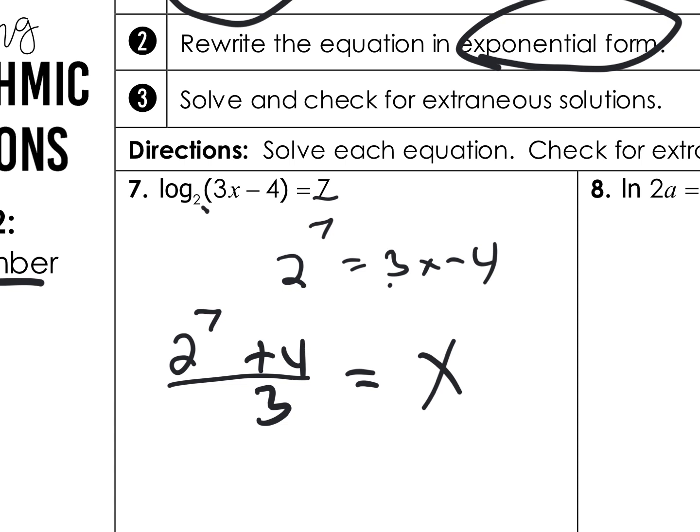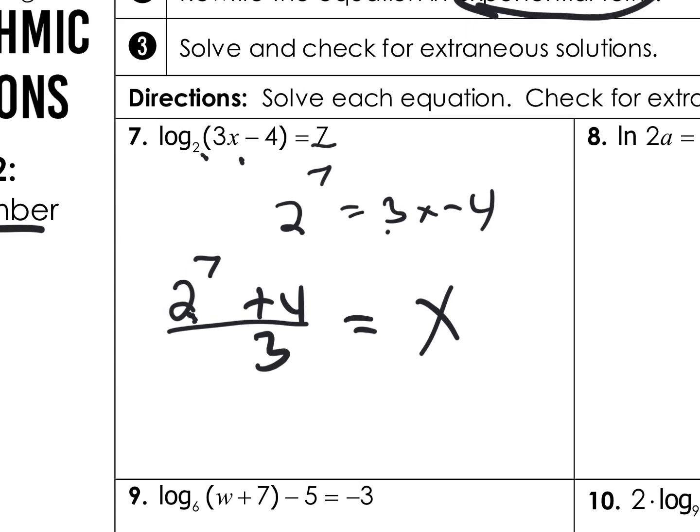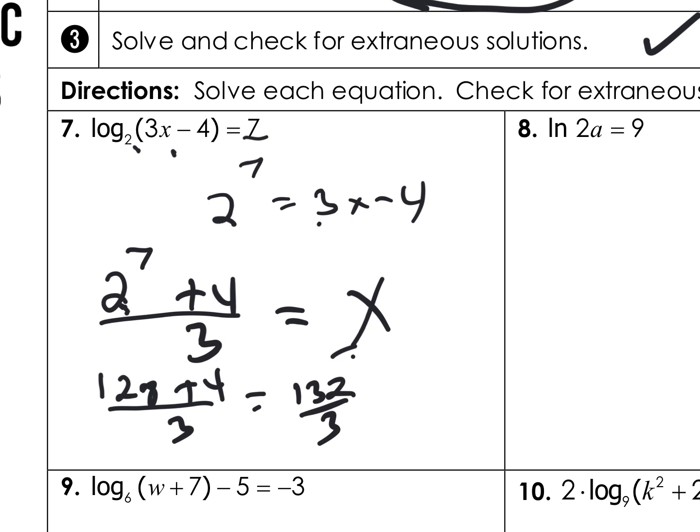That's a perfectly good answer. It's going to be a positive number, so it doesn't matter what you're putting in here. It's going to be a super huge positive number. I don't even care what the number really is. I mean, 2 to the 7 is kind of big. 2, 4, 8, 16, 32, 64, 128. That's 128 plus 4 all divided by 3, which is 132 divided by 3, which is 44.